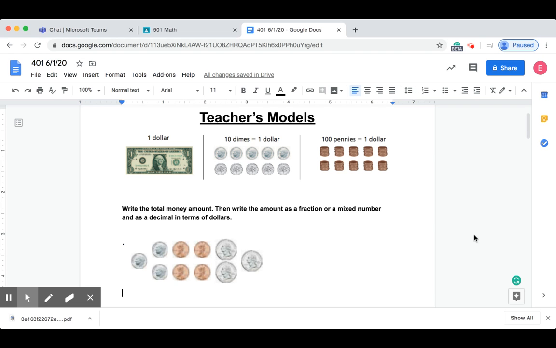Good morning, fourth grade. Today we're going to continue with fractions and decimals and how they relate. Today we're going to focus on money though.